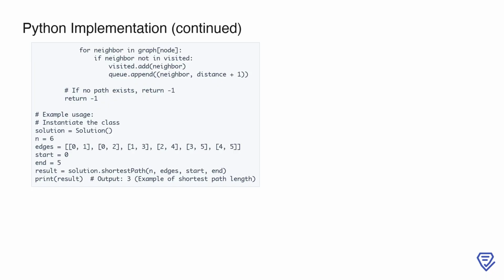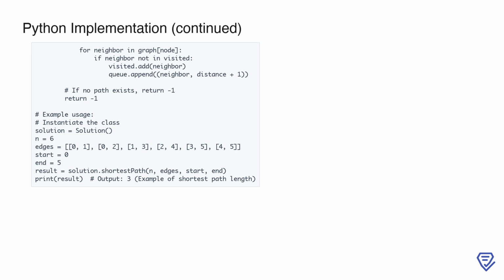If the queue becomes empty and we haven't reached the target node, it means no path exists, so we return -1 as the result. At the end, we demonstrate the usage of this method with an example graph containing 6 nodes and several edges. Starting from node 0 and targeting node 5, the method calculates the shortest path length, which in this case is 3.